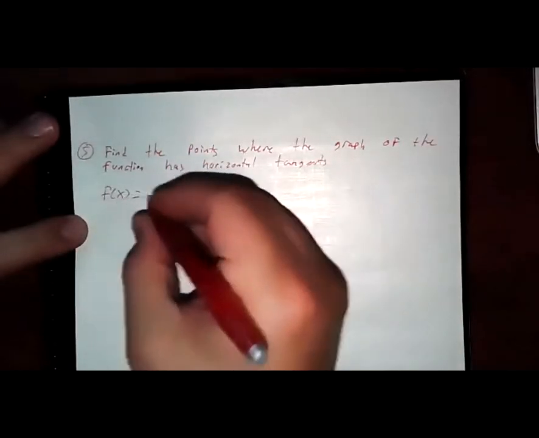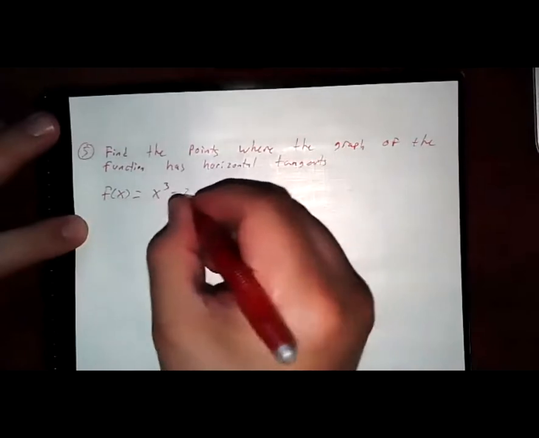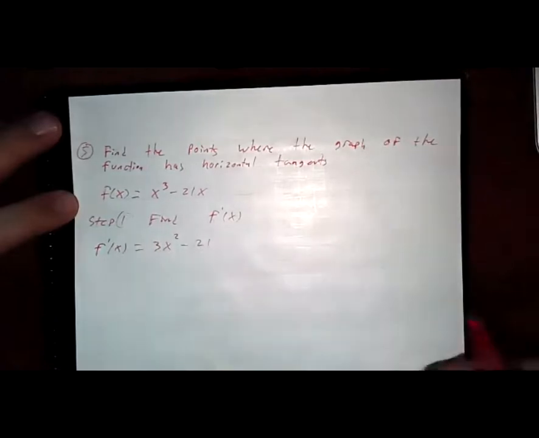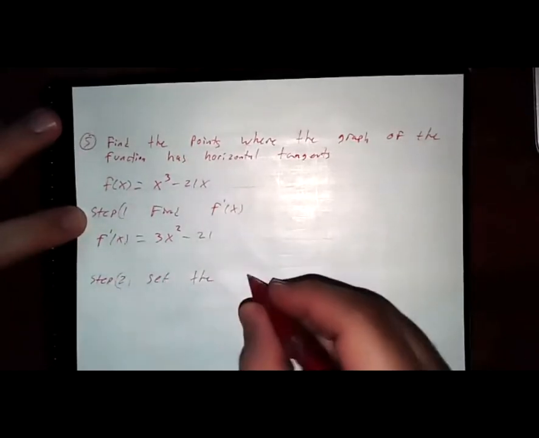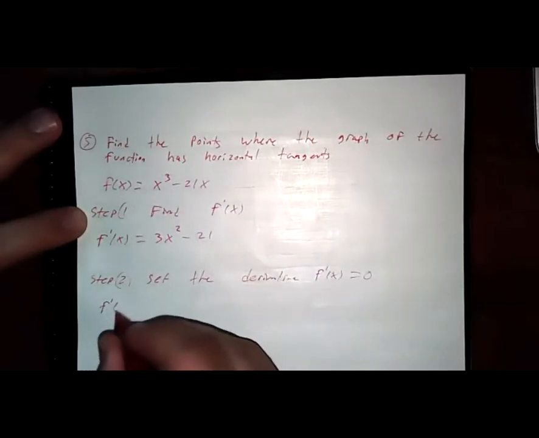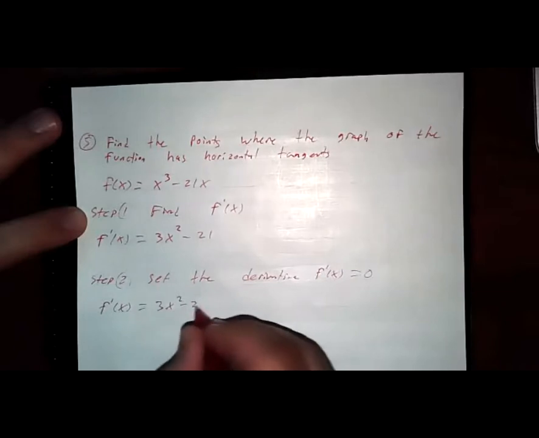F of x is equal to x cubed minus 21x. So step 1, find f prime, right? So the derivative will be the power rule. Bring down the 3, subtract 1, and that just becomes a 21. Step 2, set the derivative f prime equal to 0. So f prime of x equals 3x squared minus 21 equals 0.